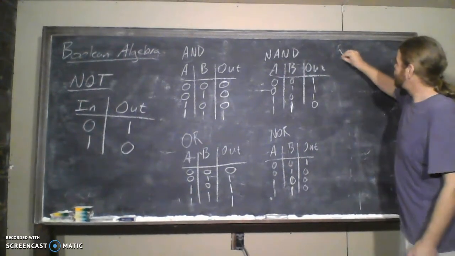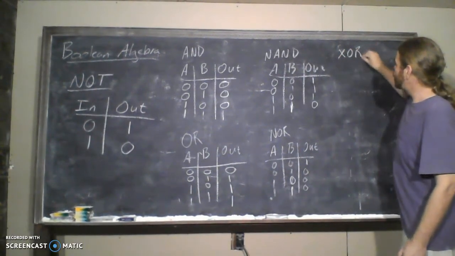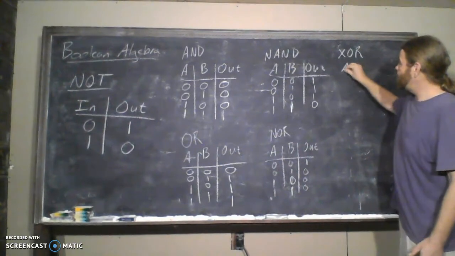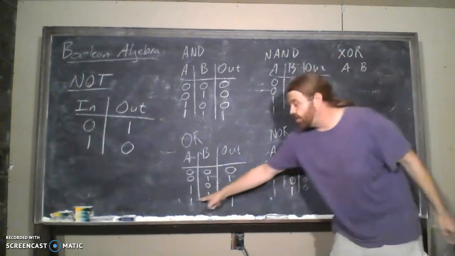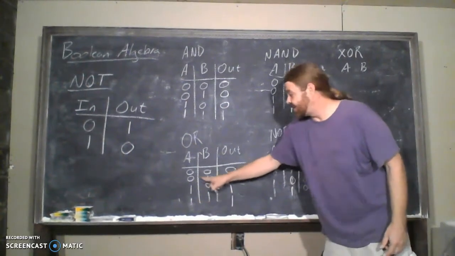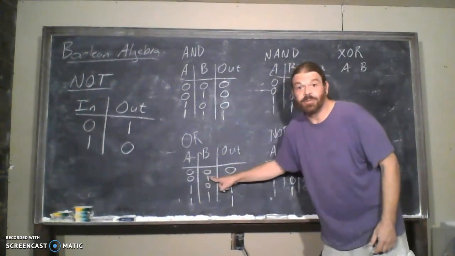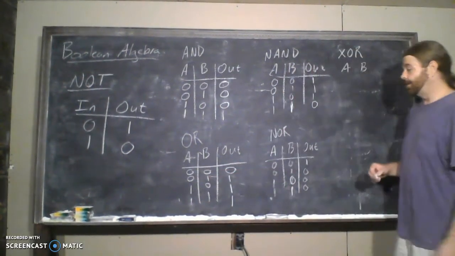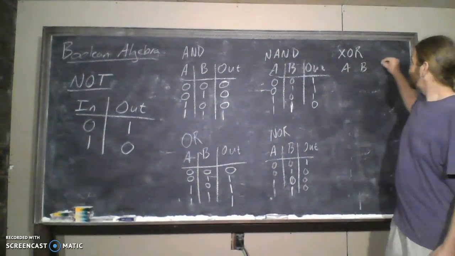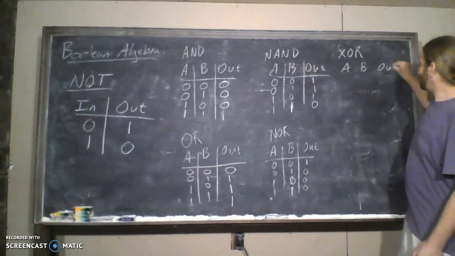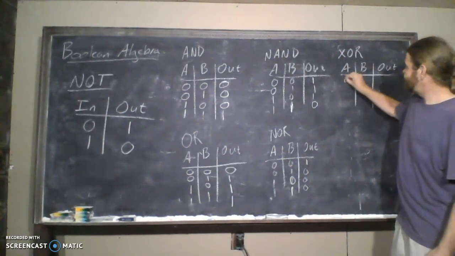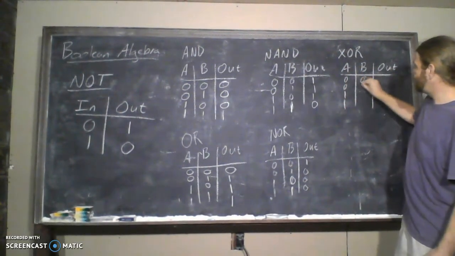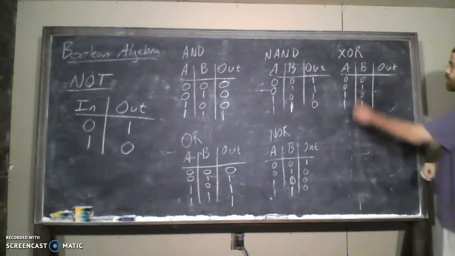I can write the XOR. Exclusive OR. So it's just like OR, one or the other, but not both. So exclusively, one's off and one's on. Yeah. One's true and one's false. So 0, 0, 1, 1, 0, 1, 0, 1.